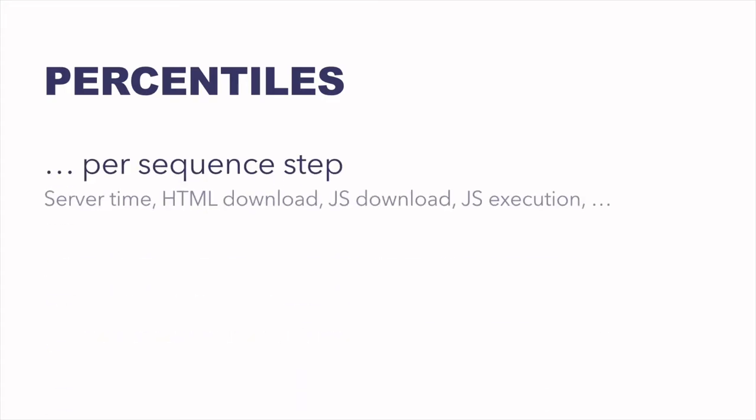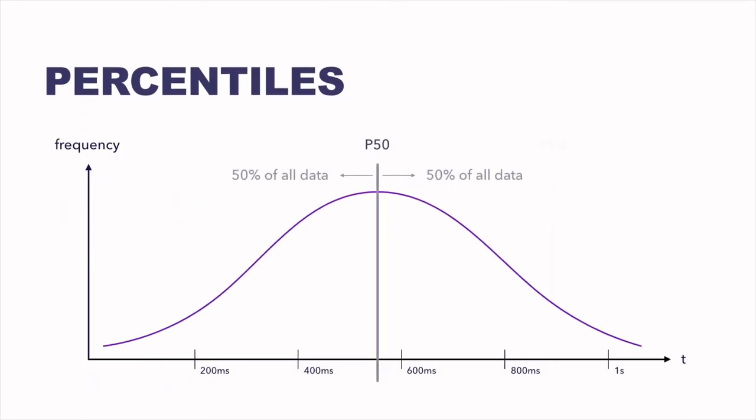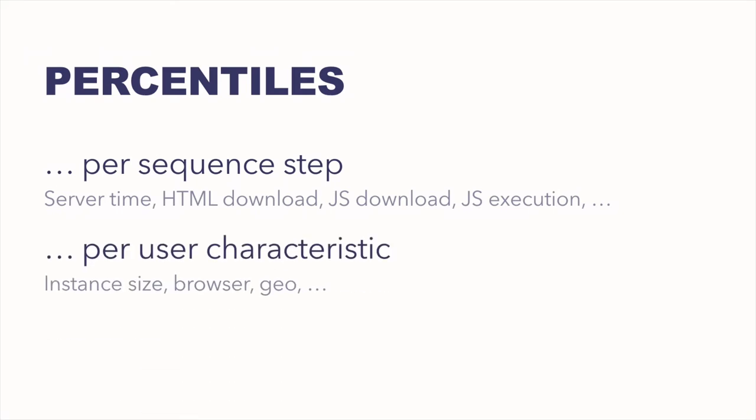We can break it down. Sorry for that. Where am I? Break it down by user characteristic. How big is the Jira instance? What browser is the user using? Where is the user based? And finally, we can distinguish between initial loads and SPA transitions. And I'll talk about that in a second.